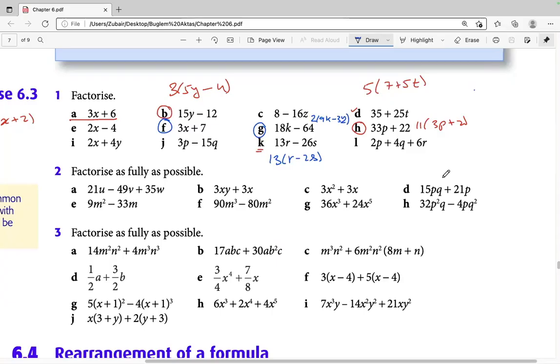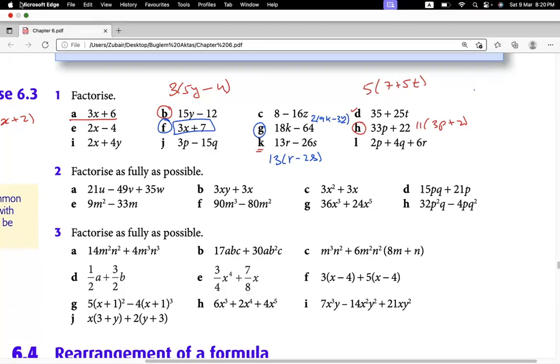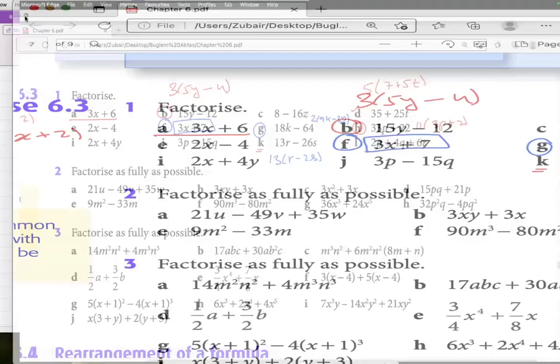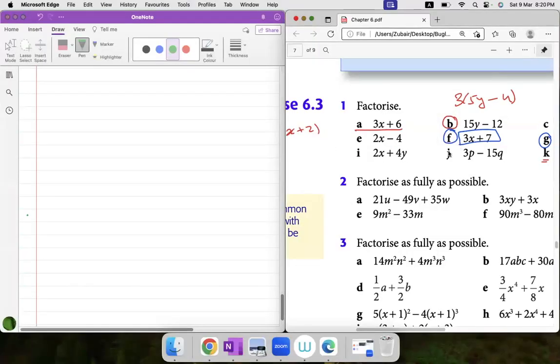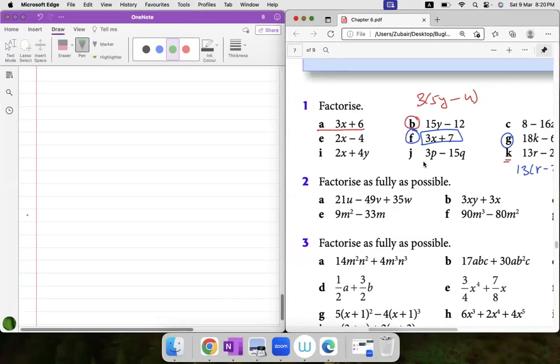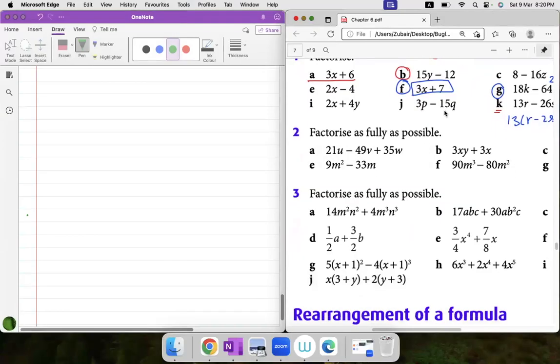You're really working on F part? It can't have one, right? Let's check. It is already factorized because there's nothing common in 3 and 7. Okay. Now the next one would say factorize as fully as possible, and we'll encounter a few questions like the one in F. It would say factorize where possible.